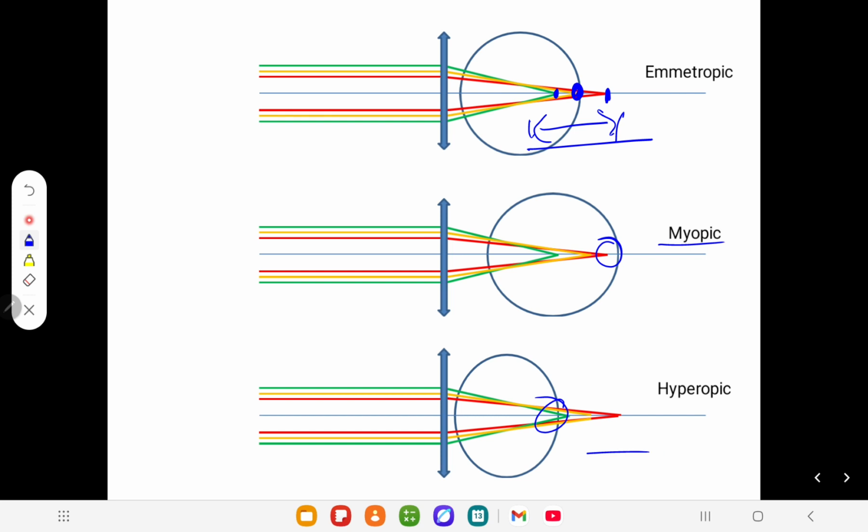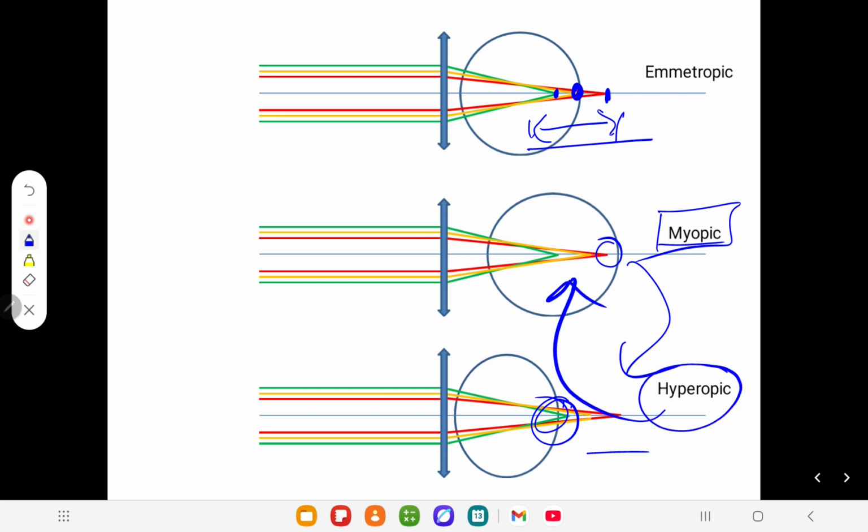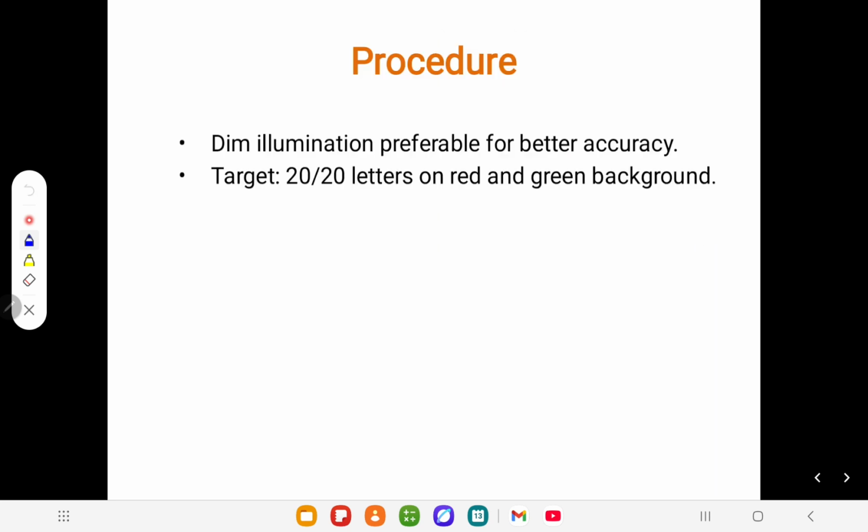So whenever you correct myopia more and more and you place minus, minus, it becomes hyperopia, isn't it? And then the green background letters are clear. So in this case, we know that we have overcorrected the myopia. In hyperopia, if you overcorrect with plus lens, then this happens, isn't it? You add more and more plus lens, then hyperopia becomes myopia. In that case, the red background letters will be clear to the patient.